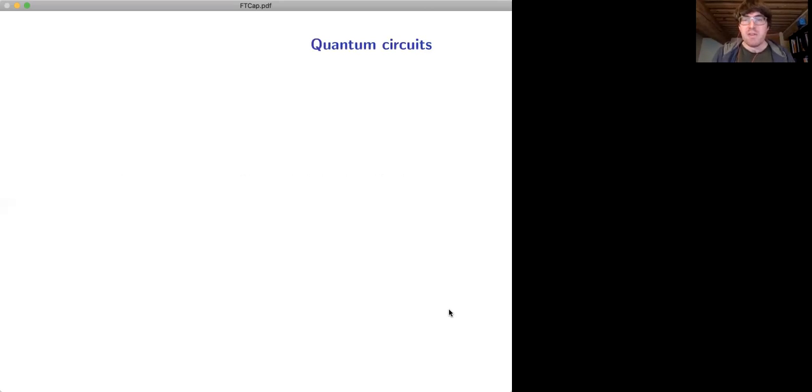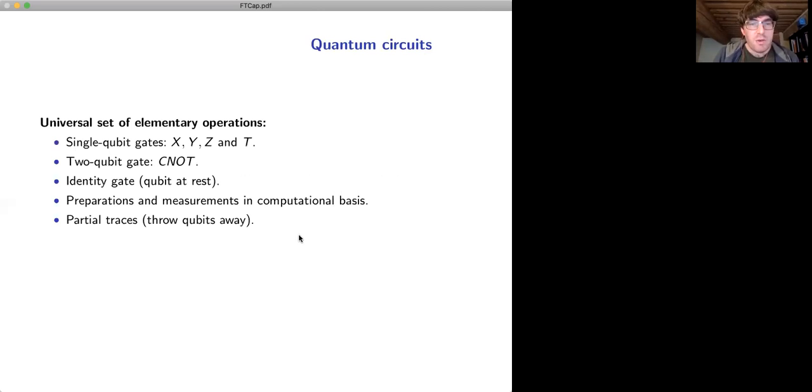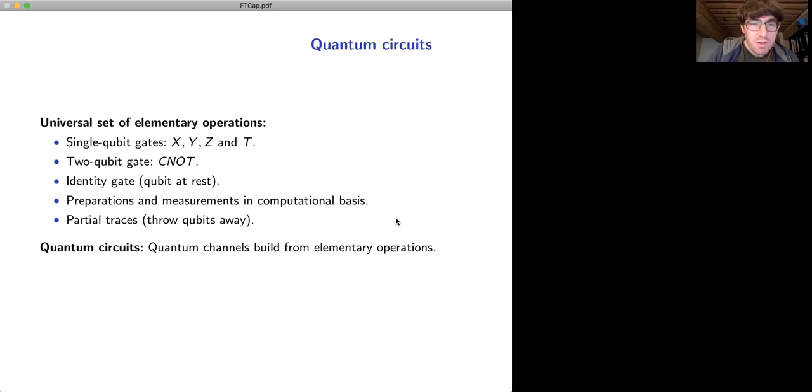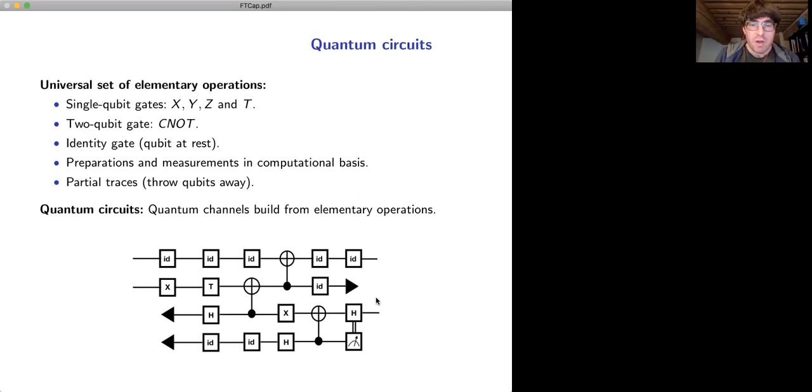So first of all, I need to define quantum circuits. And for this, I fix a universal set of elementary operations. So in this talk, I will take the single qubit gates X, Y, Z, and T, the 2-qubit CNOT gate, the identity gate, this is a qubit at rest, then preparations and measurements in the computational basis, and partial traces, like throwing qubits away. Then I define quantum circuits to be quantum channels that are built from these elementary operations. So something like this. So there's a circuit diagram specifying a quantum channel. Note that since I have a universal set of elementary operations, this set of quantum circuits is dense in the set of all quantum channels. So I can approximate any quantum channel as well as I want with quantum circuits.